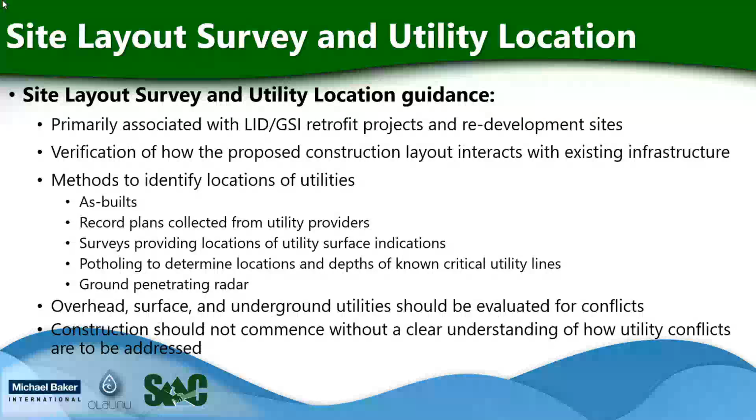One element is to verify how the proposed construction layout interacts with the existing infrastructure. Understanding if existing utilities need to be relocated or avoided, depending upon the type of utilities that are present. Methods to identify the locations of existing utilities include site as-built, record plans collected from utility providers, surveys providing the location of utility surface indications, potholing to determine locations and depths of known critical utility lines, and then also the use of ground penetrating radar.